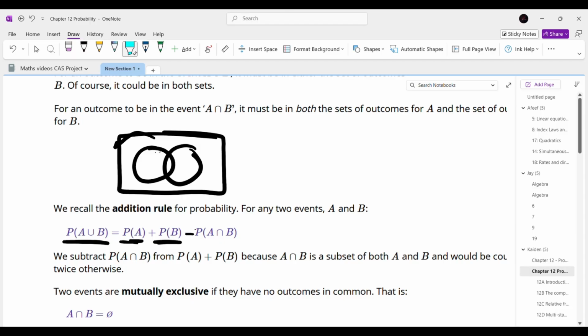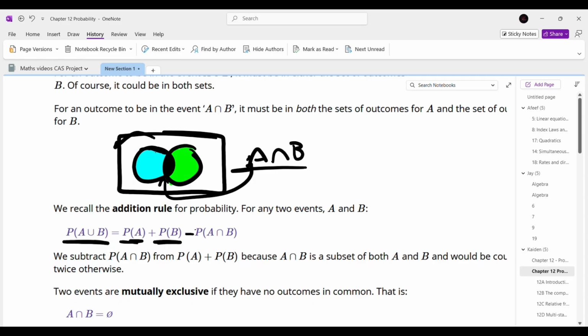We have A here. This is our event A. Then when we add the probability of B, we can see that this central bit right here has been accounted for twice, and this central bit is our intersection A and B. So we have to minus one set of this intersection in order to get the true value of A or B, or else this middle section will be counted twice.